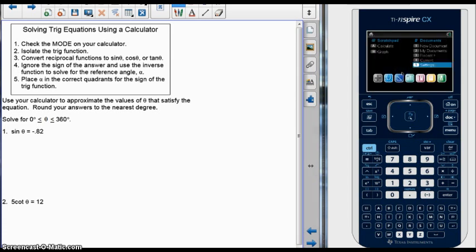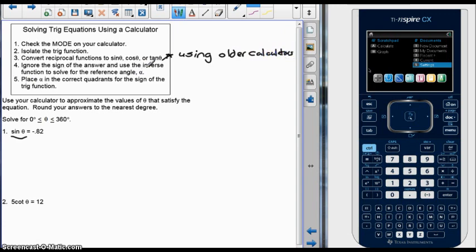Alright, so then it says isolate the trig function. Here on number 1, the trig function is isolated. It is the only thing over here on the left side of my equation. That's just sine theta, that's already isolated. If you notice here on number 2, there's something with the trig function, so we'll have to do some more there. Convert reciprocal functions, put a note right there. That is only for older calculators that do not have the reciprocal functions. So we won't have to do that.